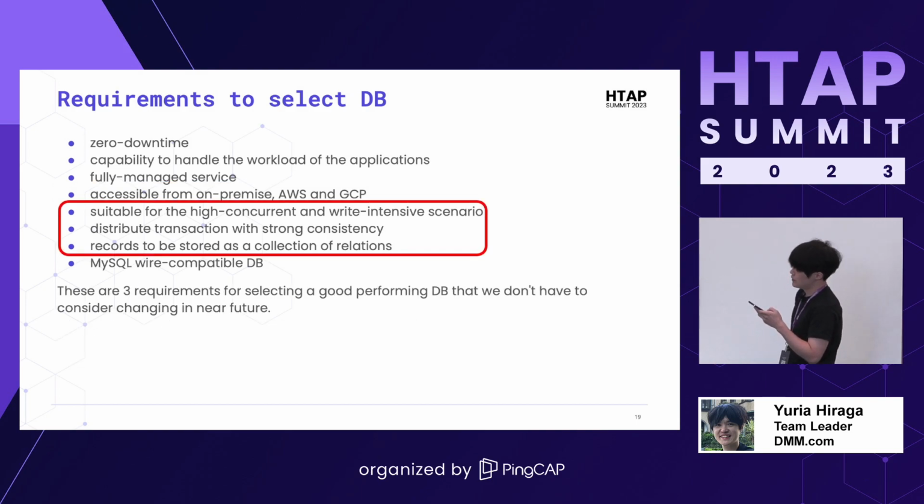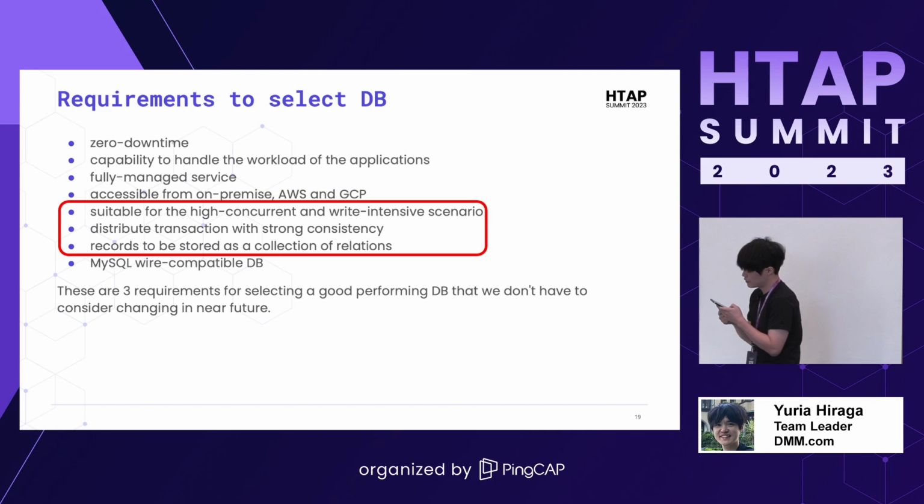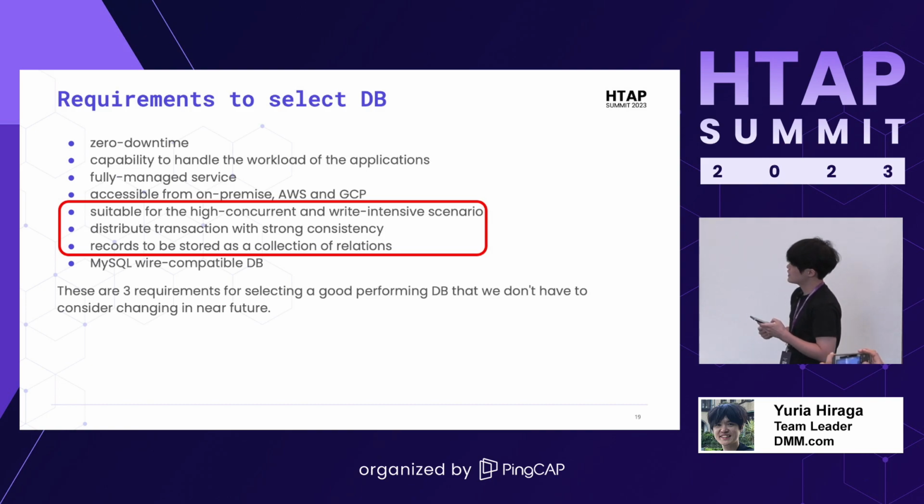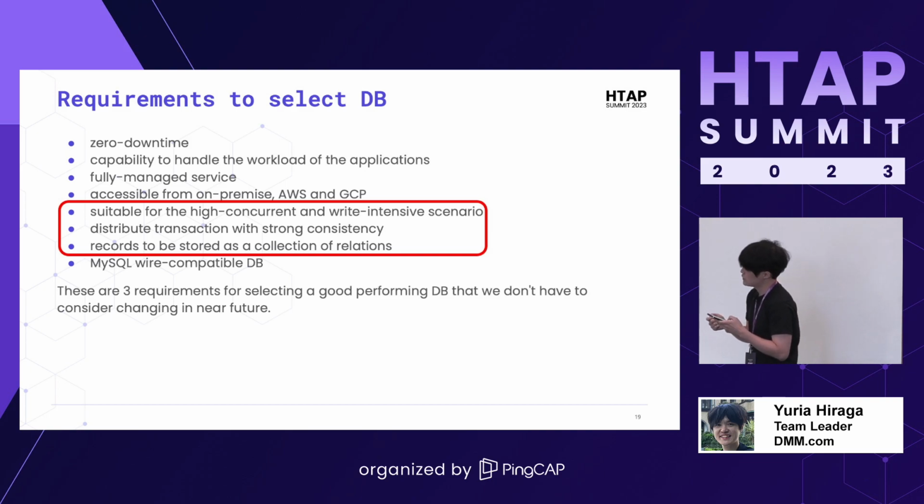These are three requirements for selecting a good performing database that we don't have to consider changing in the near future: suitable for high concurrent and write intensive scenarios, distributed transactions with strong consistency, and records to be stored as a collection of relations.